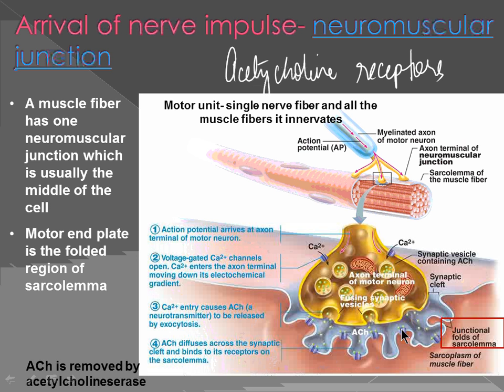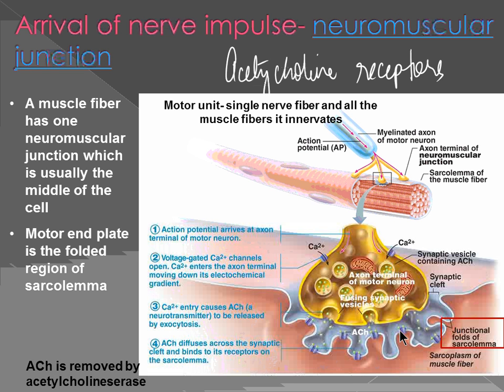This acetylcholine will attach to these receptors which are present on the motor end plate. So once it attaches and binds to these receptors on the motor end plate, it will stimulate the motor end plate or the sarcolemma. Right? Followed? So that was the purpose of having acetylcholine. That was the purpose of having these acetylcholine receptors.